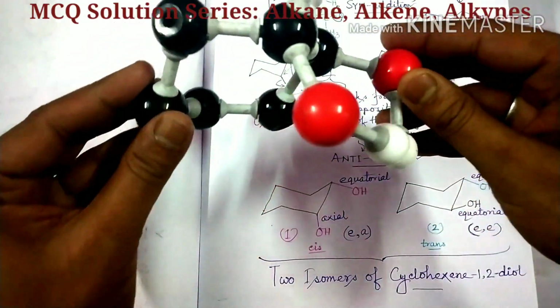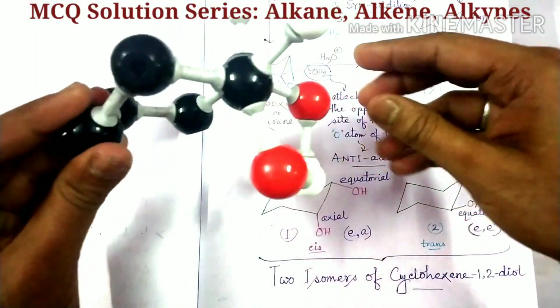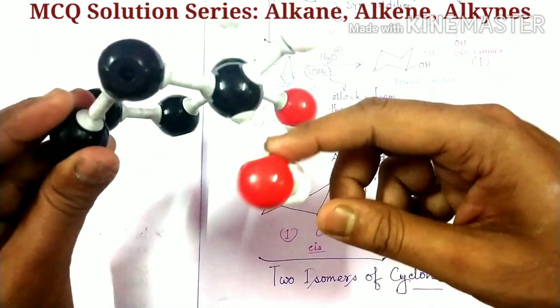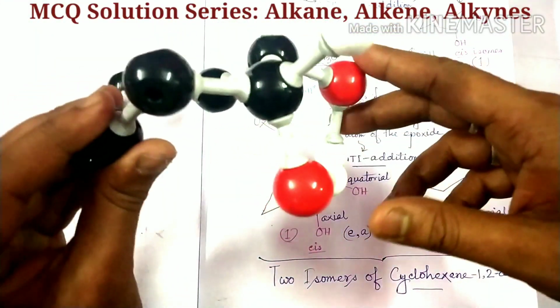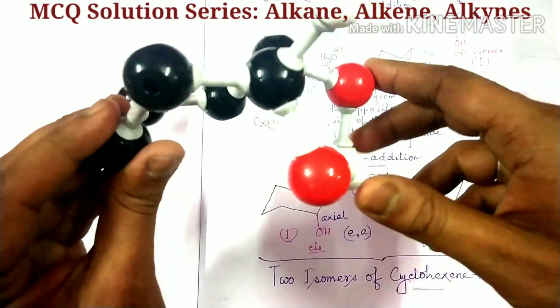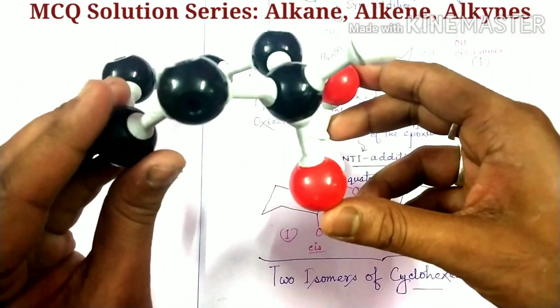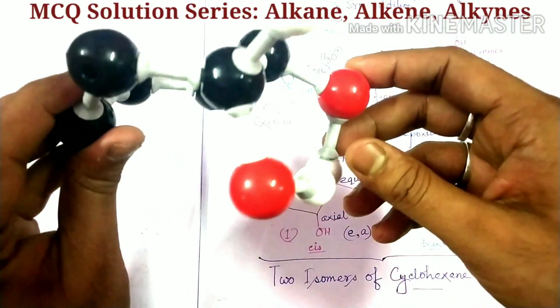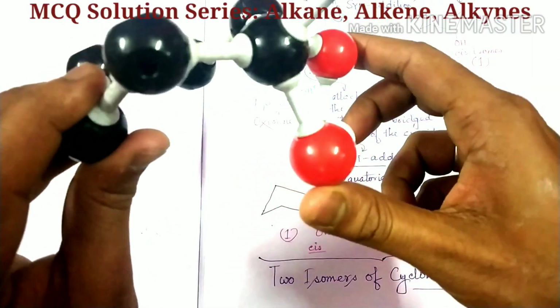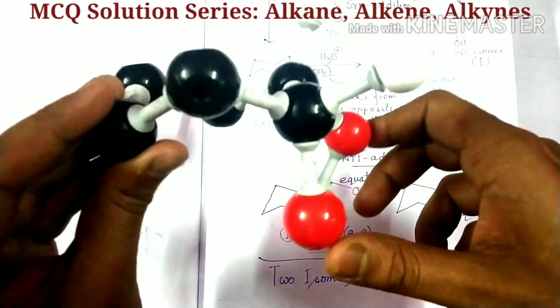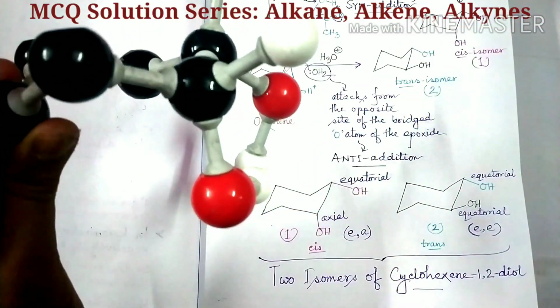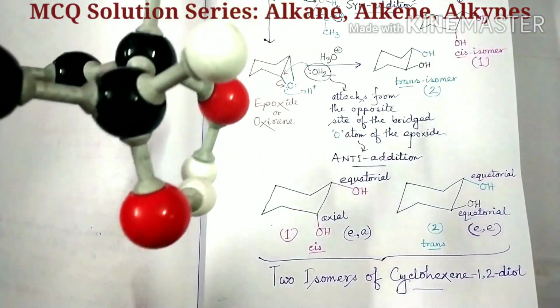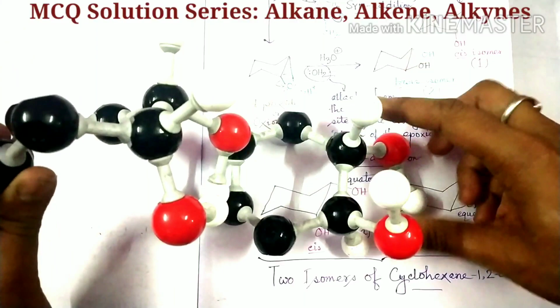This one looks like this. This bond is equatorial, this bond is axial. This is a cis isomer. So these two oxygen atoms come from the same side by syn addition. So this is our cis isomer, and this is our trans isomer.